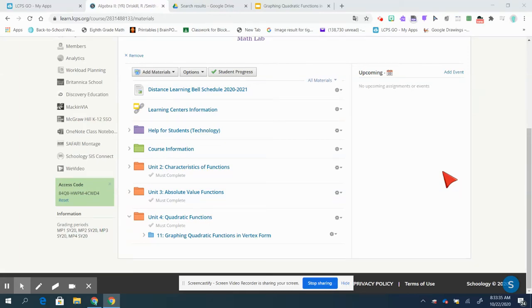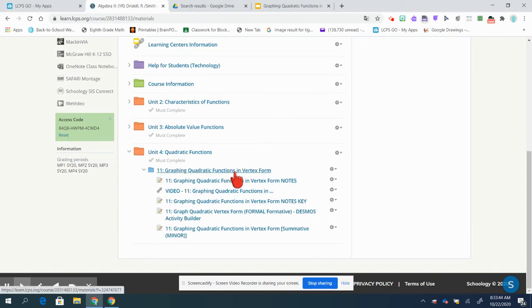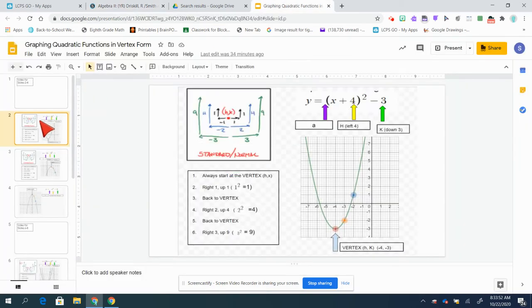Everyone, this video is to review our first lesson in Unit 4, Quadratic Functions, Lesson 11, Graphing Quadratic Functions in Vertex form. So I took some of the information from the notes and from the Desmos activity and put it together in this slideshow to go over what the graphs look like as the A value changes.